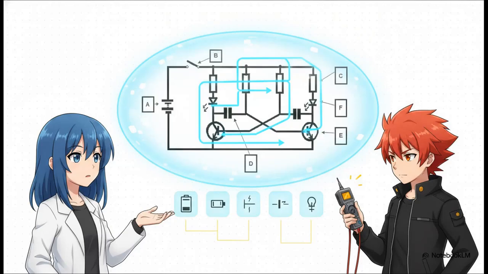Right here in front of us is the master blueprint for the broken alarm circuit. You can actually see the electronic components. They're labeled A through F, with the current flowing directly from our 9-volt battery pack. But here's the catch. To fix this thing, we really need to understand what each of these parts actually does.